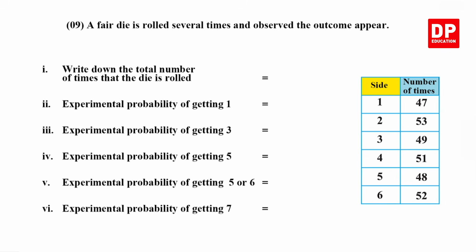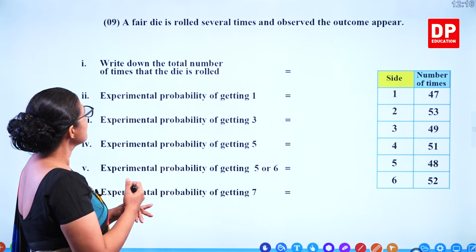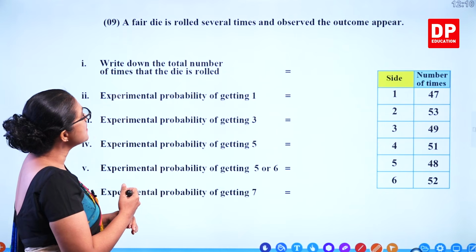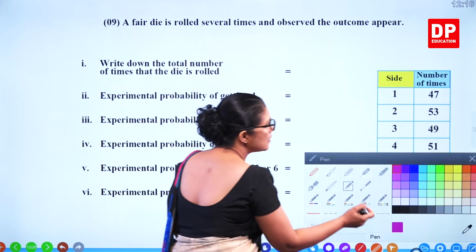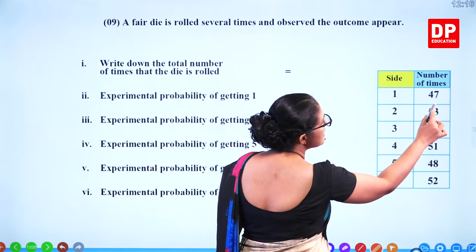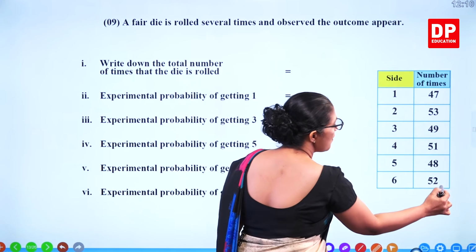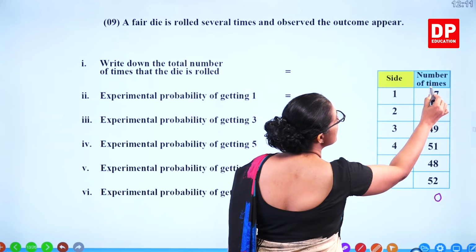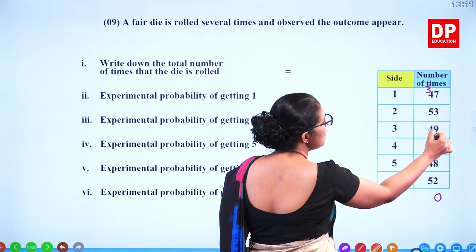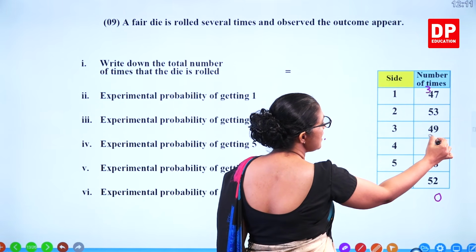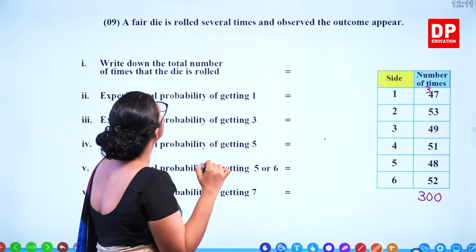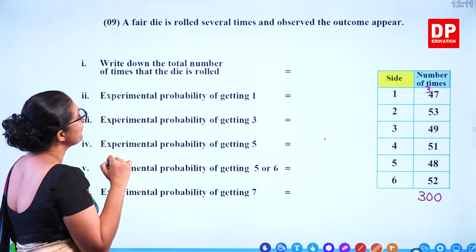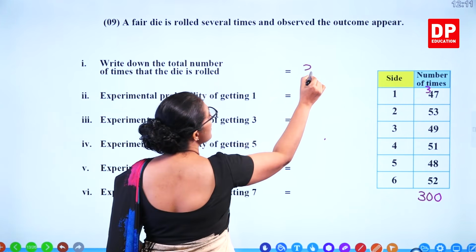Look at this one. A fair die is rolled several times and we observe the outcome. Write down the total number of times that the die is rolled. So we need to just take the total. We'll take the total: 10, 19, 20, 30, 3 remaining, and 7, 12, 16, 16, 26 and 30. So 300 times it is rolled. So altogether 300 times.